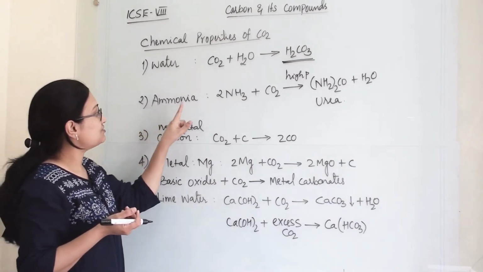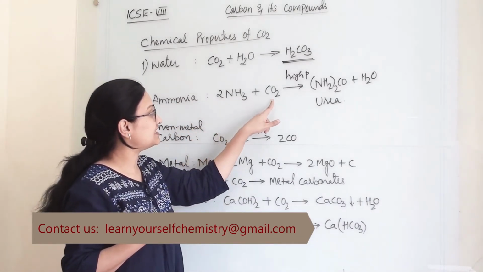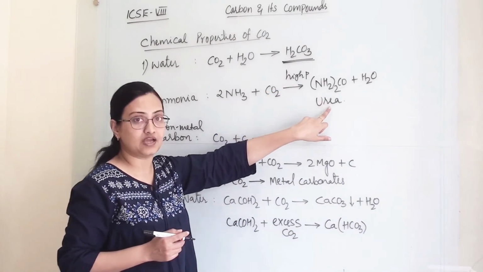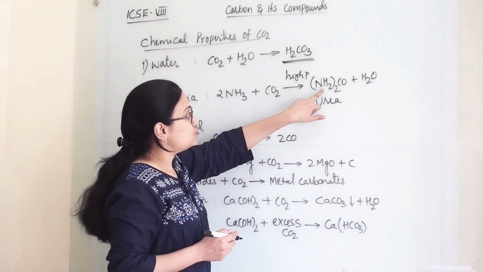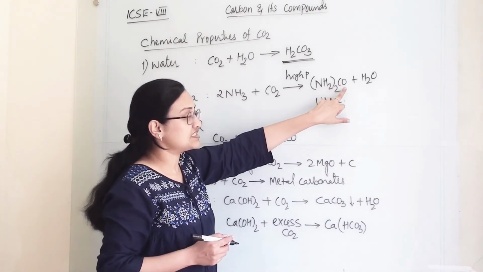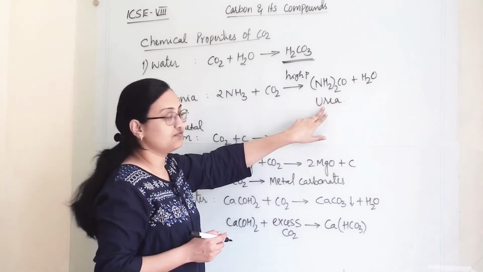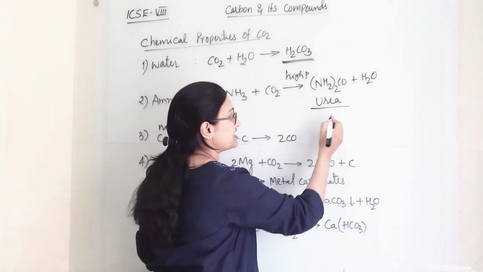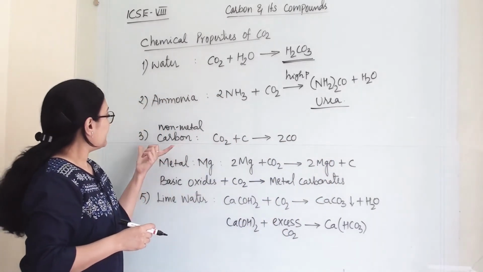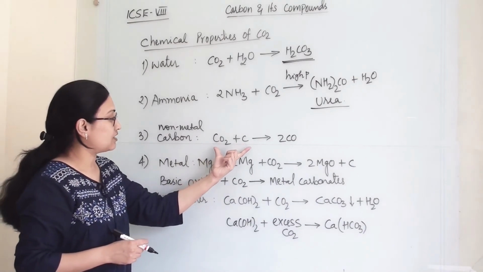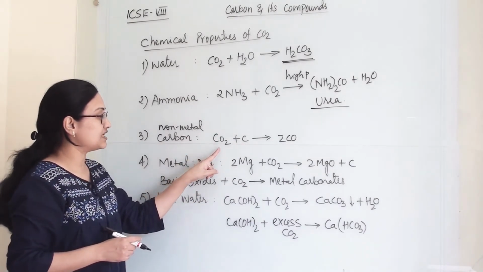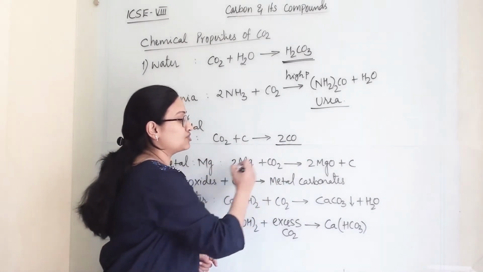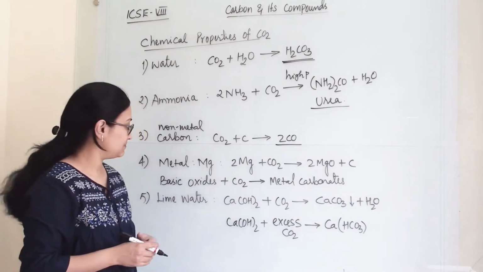Then next is the reaction with ammonia. When ammonia reacts with carbon dioxide at elevated temperature and high pressure, we get urea. The formula is 2 molecules of NH2 combined with CO. So this is the formula of urea, and we also get water. This urea is used as a fertilizer. Then the third reaction is with carbon as a non-metal. When carbon dioxide reacts with non-metal carbon, we get carbon monoxide, which is a poisonous gas.